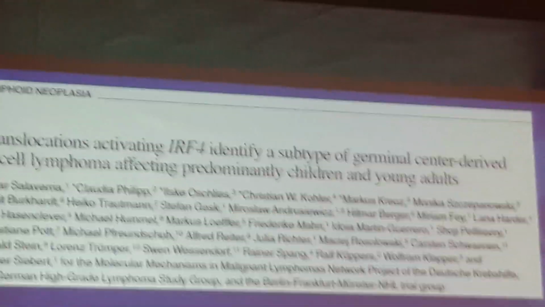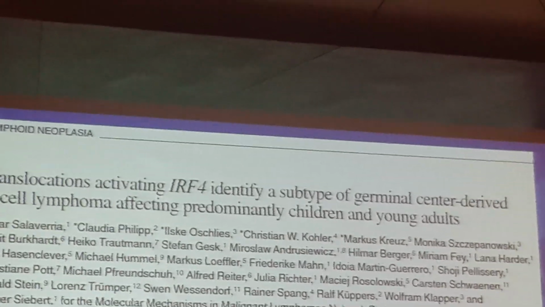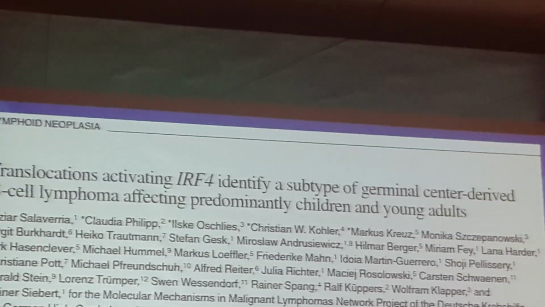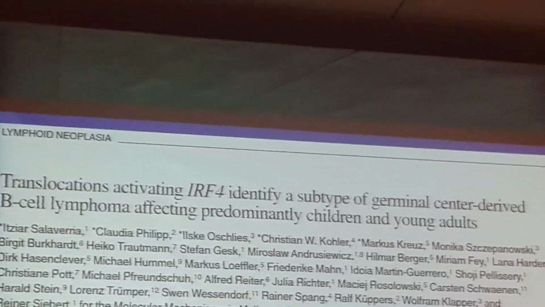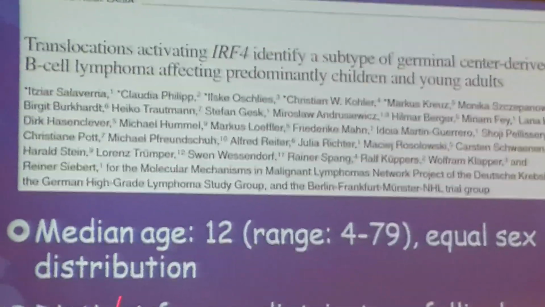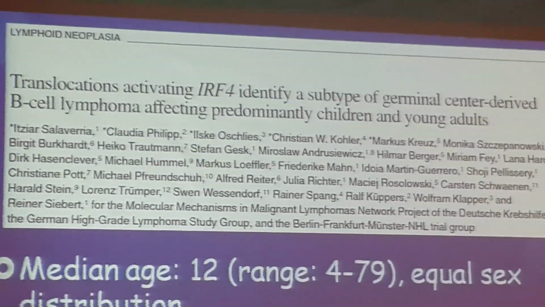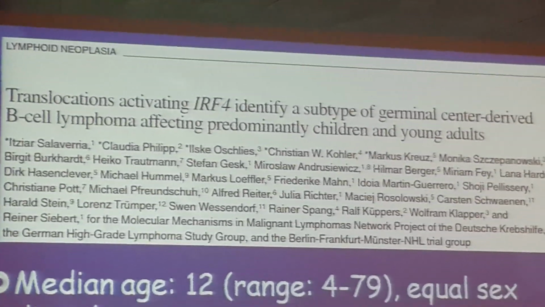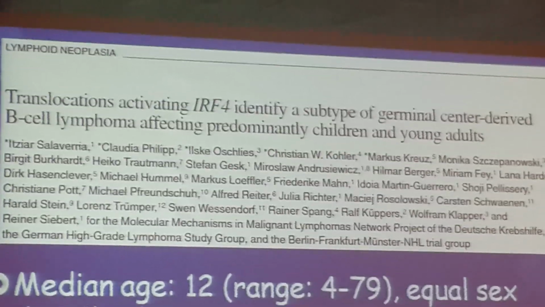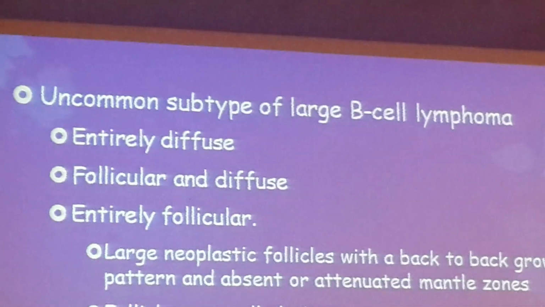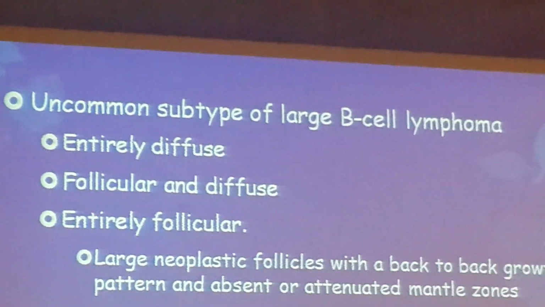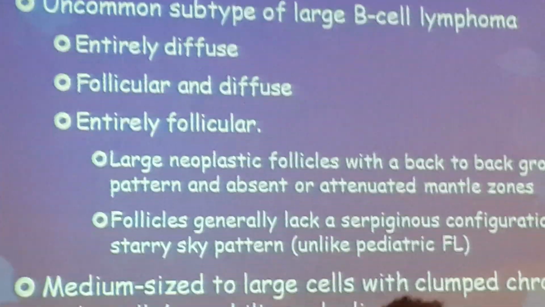And because they can present with a follicular morphology, diffuse morphology, or mixed follicular and diffuse morphology, they can actually overlap with the pediatric type of follicular lymphoma. Many of these cases were probably misdiagnosed as pediatric follicular lymphoma, and in the past we all probably considered all of them as pediatric follicular lymphoma.